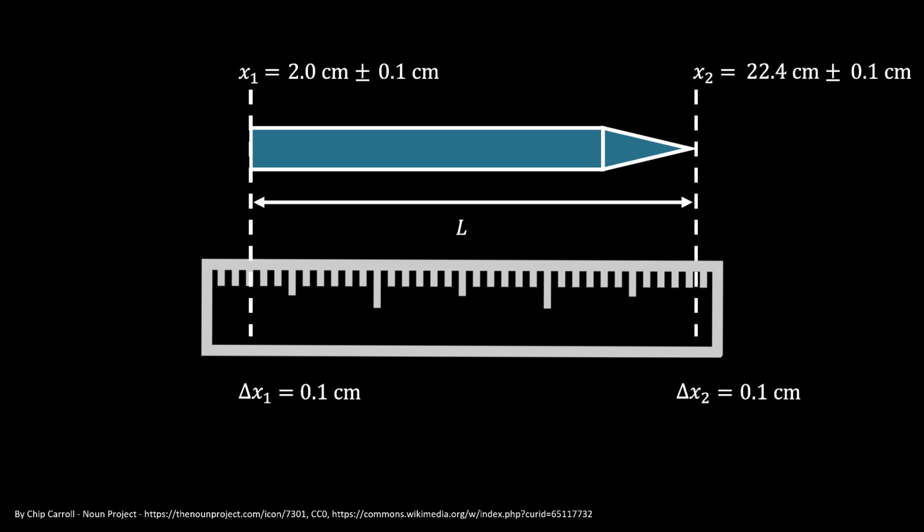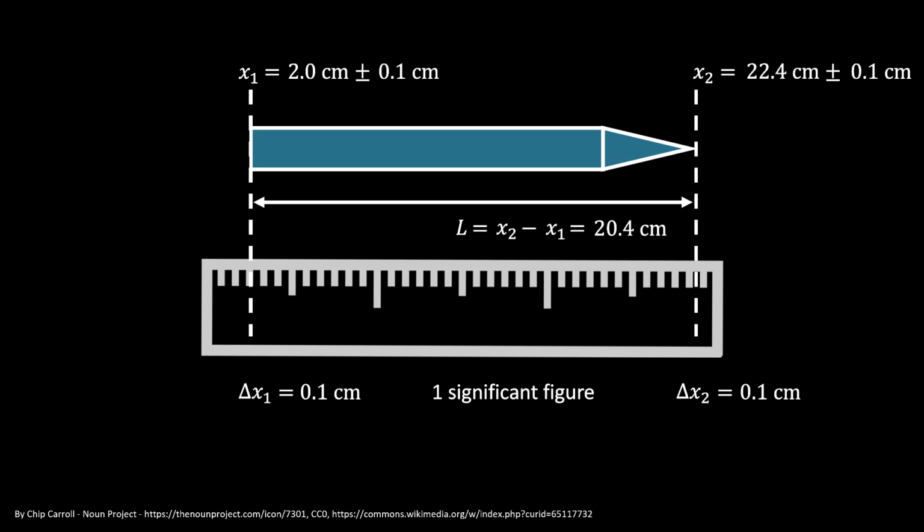As you can notice, the uncertainties are to one significant figure. This is a rule of thumb. The uncertainty should always be to one significant figure. So we can write L equals x2 minus x1 equals 20.4 cm. Since there are uncertainties in x1 and x2, therefore there will be an uncertainty in L.